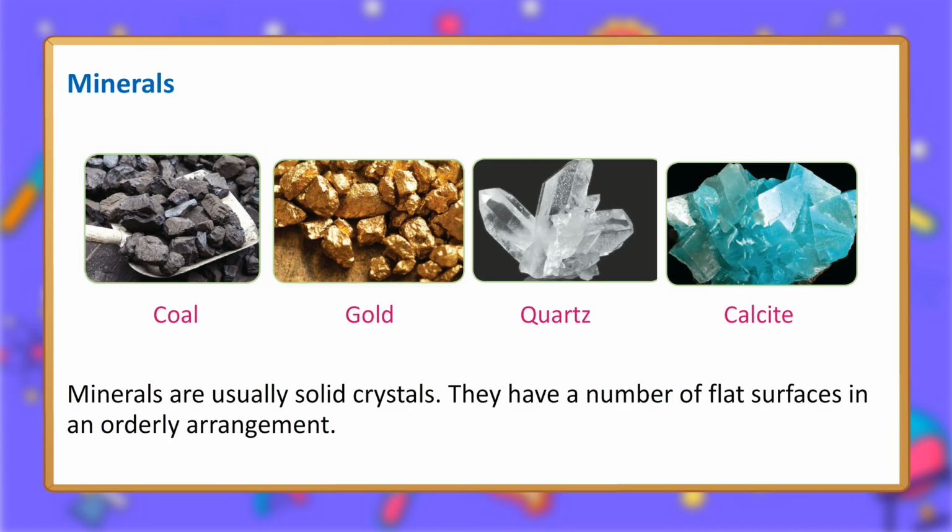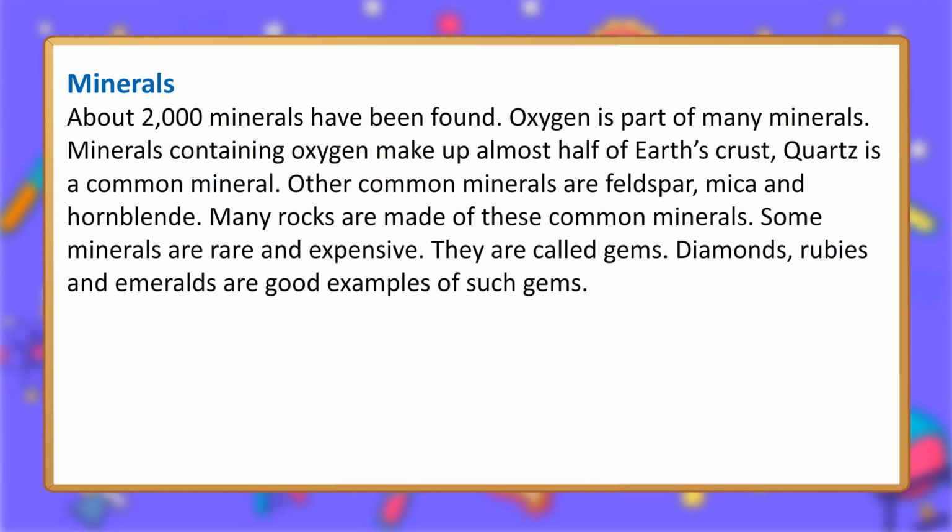Minerals are usually solid crystals. They have a number of flat surfaces in an orderly arrangement. About 2000 minerals have been found. Oxygen is part of many minerals. Minerals containing oxygen make up almost half of Earth's crust.